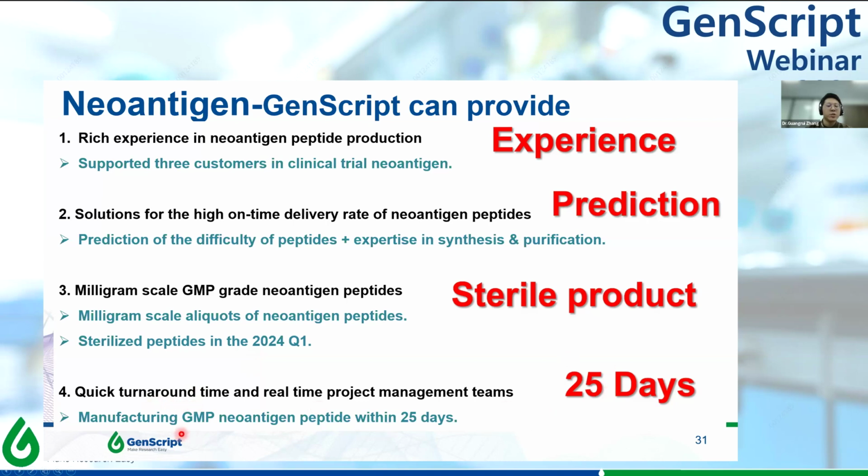We can manufacture GMP-grade neoantigen peptide within 25 days. This is the manufacturing time. If you want delivery, you only need to add 3 or 4 days, and you can get the neoantigen peptide door to door.